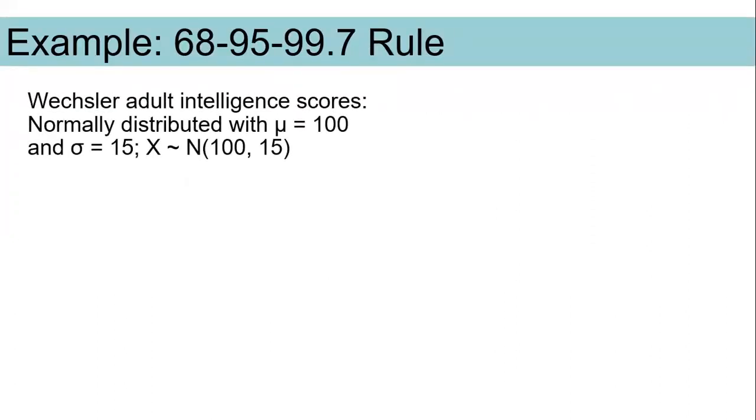Let's have the following example. The Wechsler Adult Intelligence Scores are normally distributed with a population mean of 100 and a population standard deviation of 15. We have this notation. This notation indicates that you have a normal distribution with 100 as the mean and 15 as the standard deviation. This is in fact just a notation.